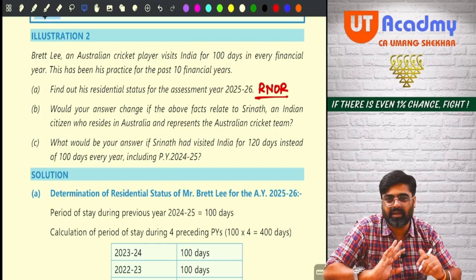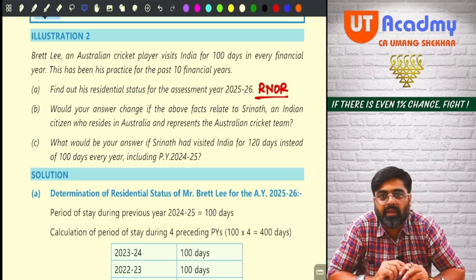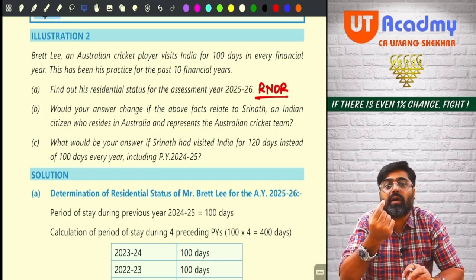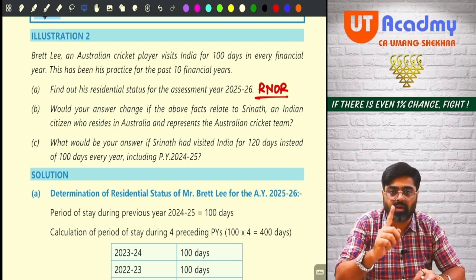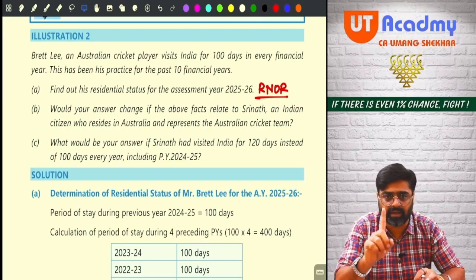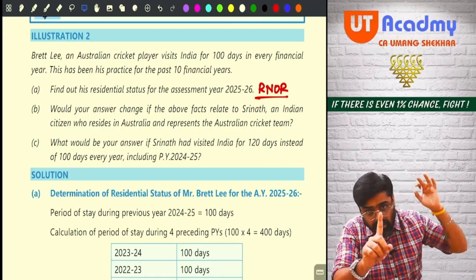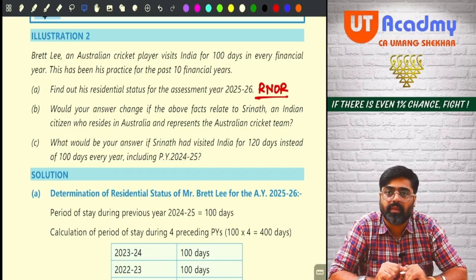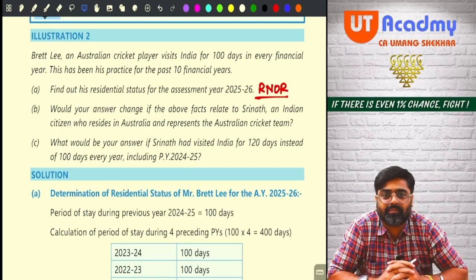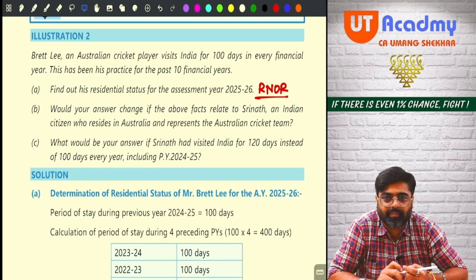Tell me, is Srinath an Indian citizen? Yes or no? Since the last 10 years, he is coming to India every year for a visit of 100 days. So this year also, Srinath has come for a visit of 100 days. So can I say Srinath is an Indian citizen? Yes. Coming to India in the current previous year for the purpose of visit? Yes. Will Srinath be covered by the exception or not? Covered, no?